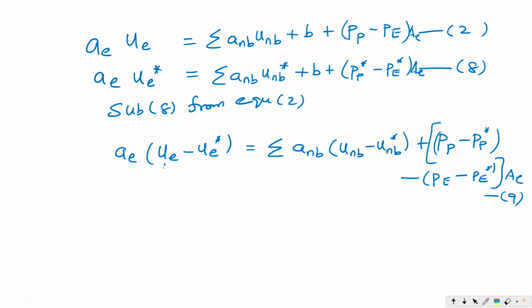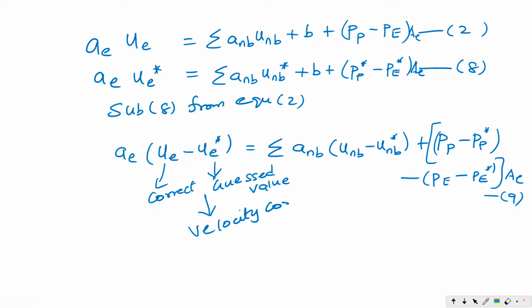So this value is the correct value. This is nothing but my guessed value, isn't it? This is the guessed value, that is the correct value of the velocity. If I subtract these two things, I will get the velocity correction. So how much do I have to correct? I will get the equation for the velocity. That equation is called the velocity correction equation.